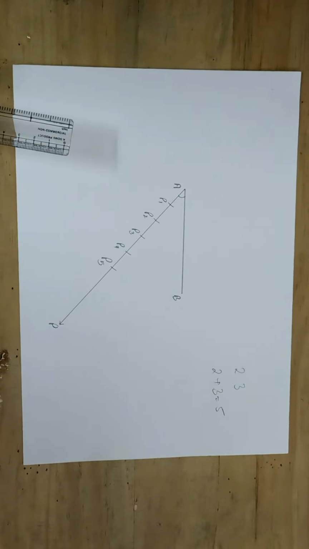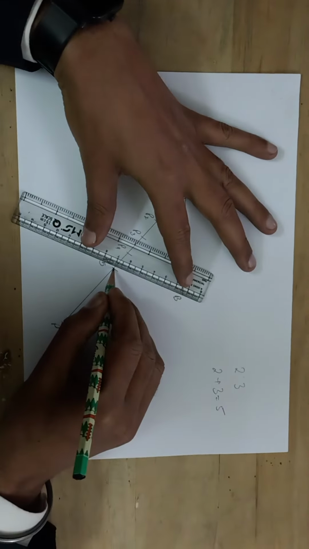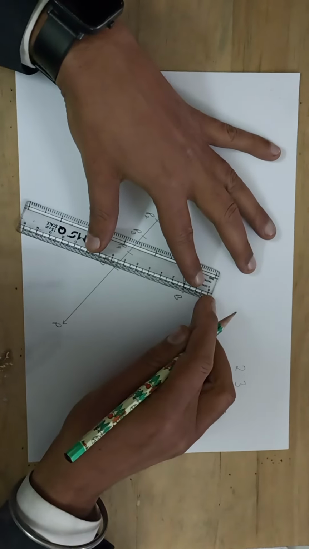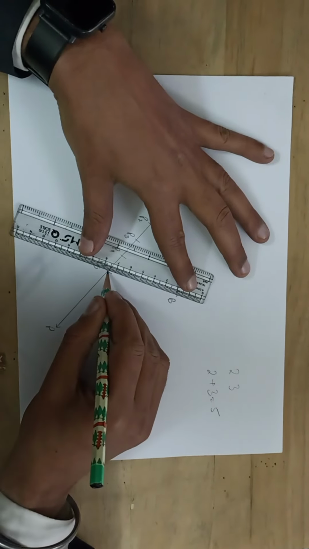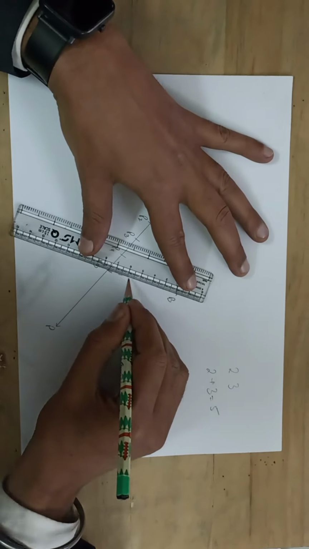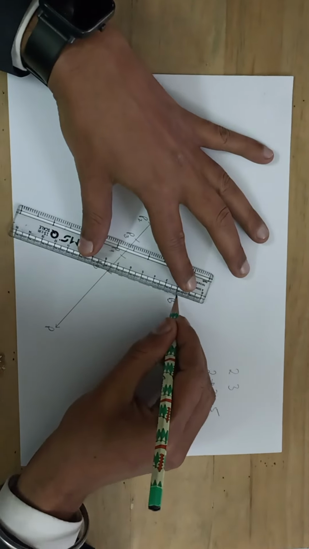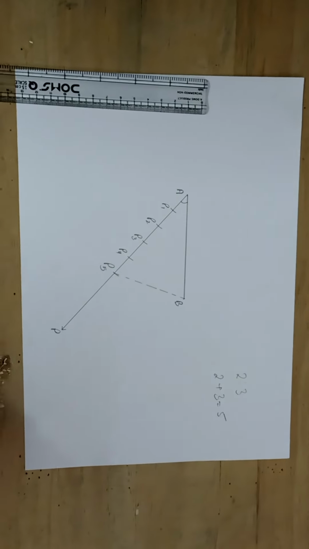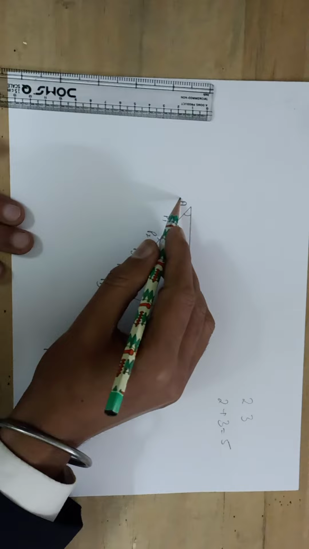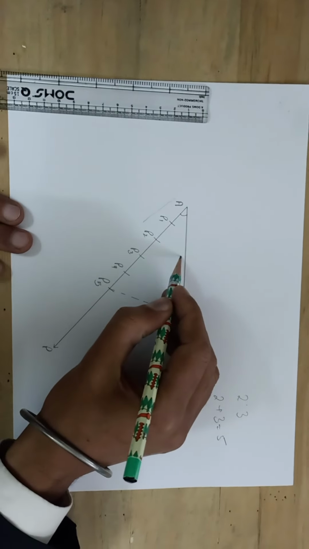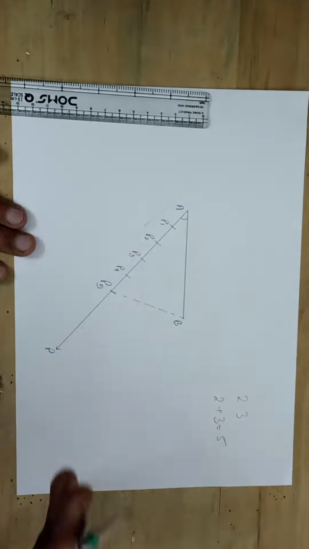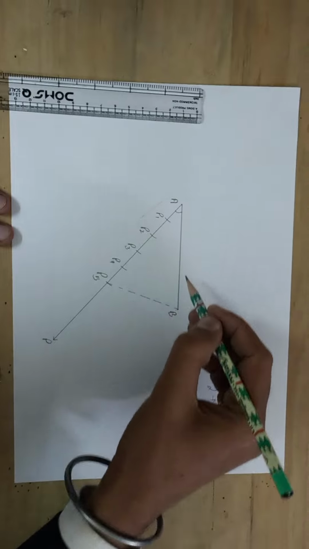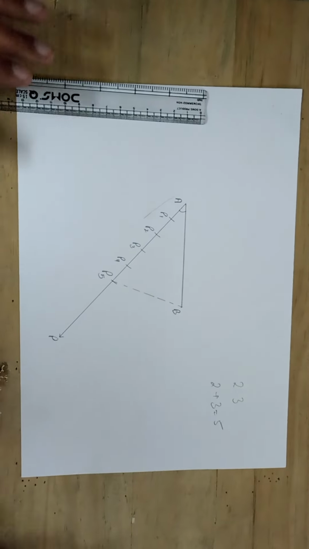Last point is P5. P5 to B I am joining. You can join it dotted. I have joined it dotted, and now this line segment I need to divide into the ratio 2:3. So from 2, if I make a line, it will make two similar triangles, and by the triangle similarity property we can say it is 2:3, then this will also be 2:3.